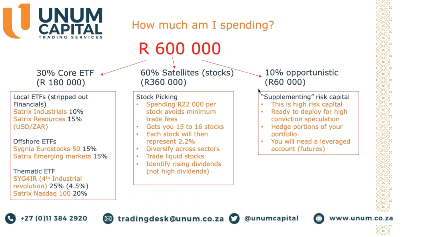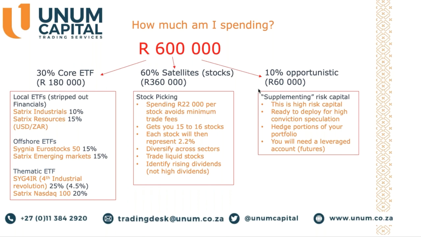25% into the Fourth Industrial Revolution, because this is my banker holder, and then hopefully I can pay for my child's university when this all comes together. And then 20% in the Satrix NASDAQ Exchange Traded Fund. So you can see that out of my million, I've only spent 180,000 Rand on the core.